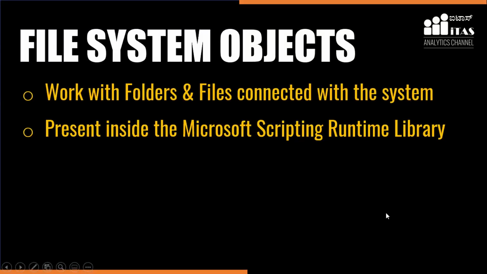File system objects, or we also call it FSO, is actually an option which is used to work on folders and files. These are actually a set of methods, or say programs, which are available in the Microsoft Scripting Runtime library. So all the objects, all the programs or functions or methods will be available in the Microsoft Scripting Runtime library, which will help us in working on folders or files.